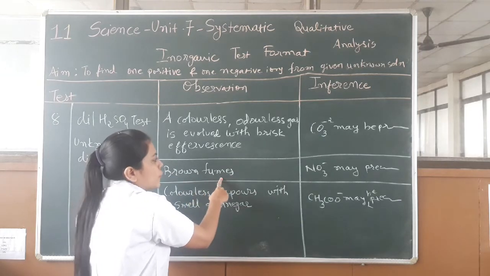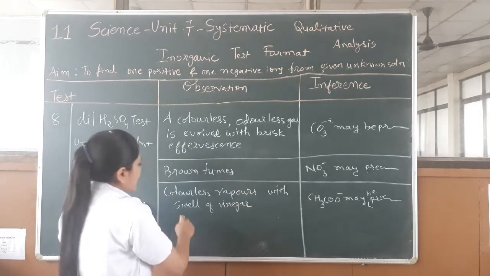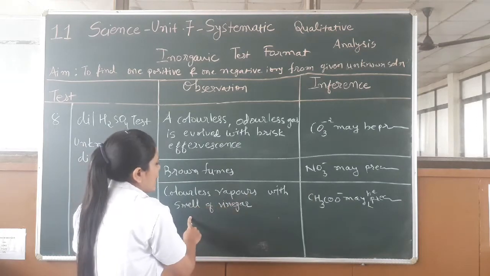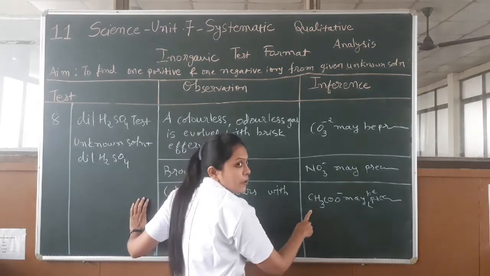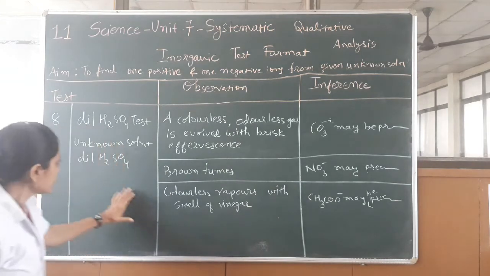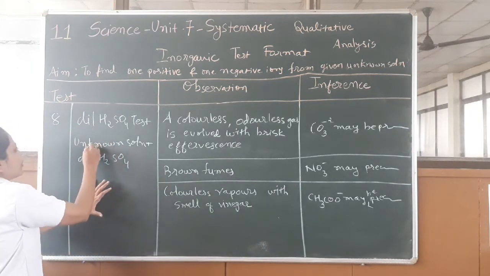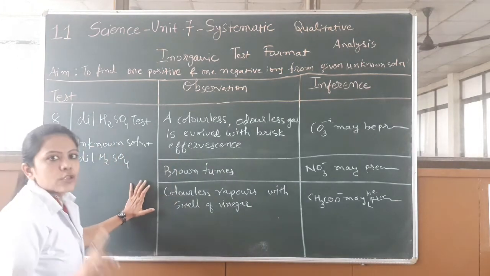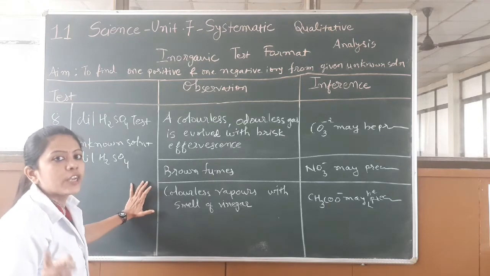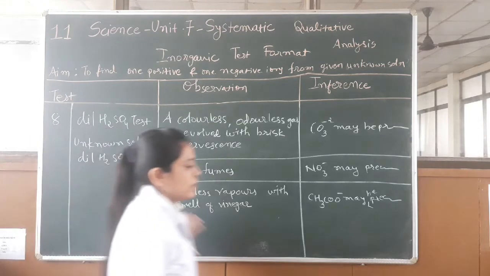If brown fumes, NO3- may be present. If colorless vapors with smell of vinegar, then CH3COO- may be present. So here you have to remember these three, NO2- and SO3 2-, both are in your syllabus. Okay.